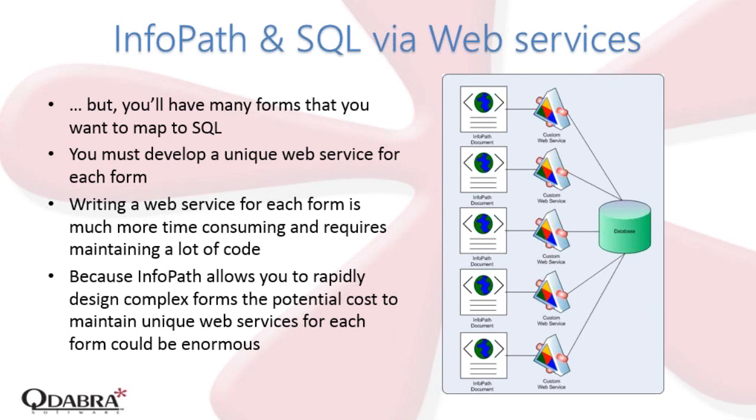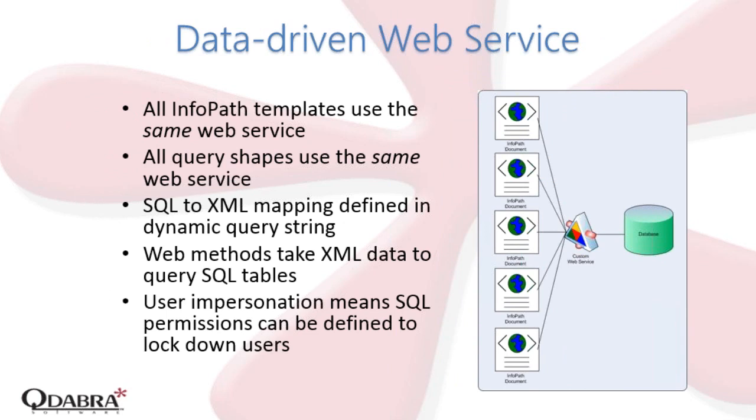But of course, with InfoPath, you do need a web service, and so what developers tend to do is they write their own. And once again, just like we talked about with the custom code approach in the form, you end up with separate web services for every form. And that creates a lot of maintenance cost. What we recommend is to use a data-driven approach. Use one web service for all of your forms. And this, of course, reduces your costs significantly.